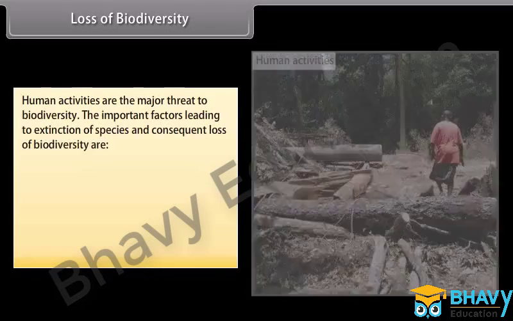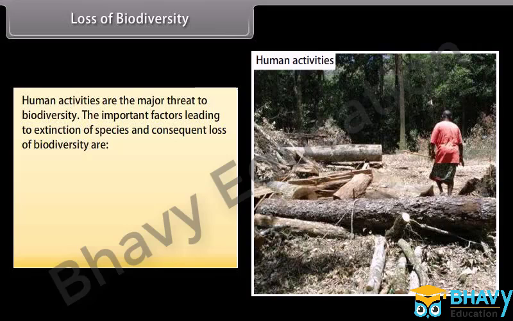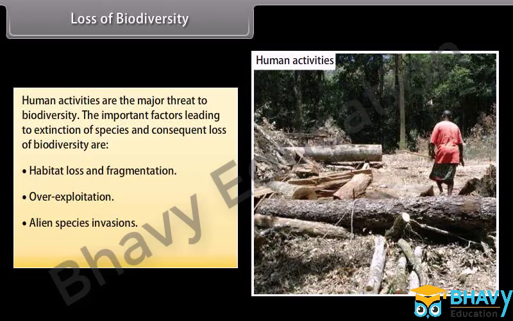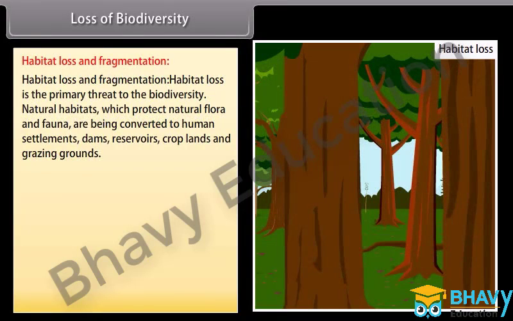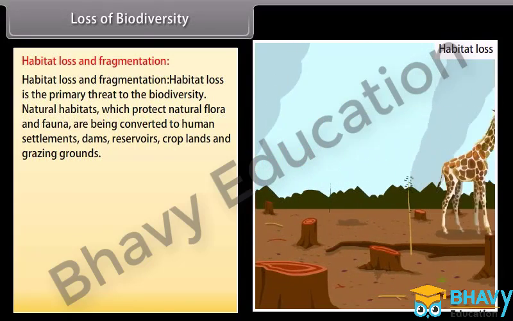Loss of biodiversity. Human activities are the major threat to biodiversity. The important factors leading to extinction of species and consequent loss of biodiversity are: habitat loss and fragmentation, overexploitation, alien species invasions, and co-extinctions. Habitat loss and fragmentation. Habitat loss is the primary threat to the biodiversity.